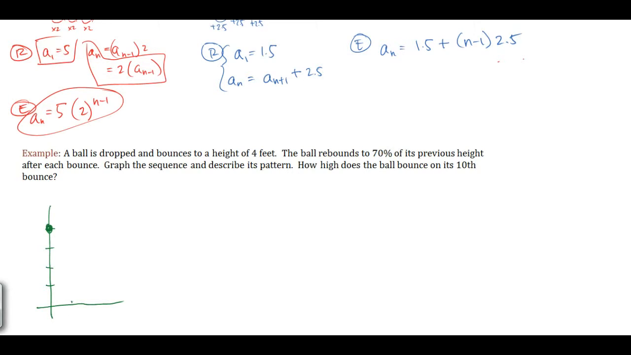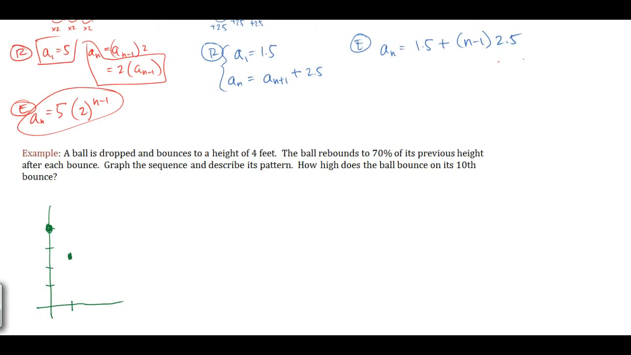And then it bounces one time and it'll go 70% of that. So it comes down, it bounces, and it goes back up. And where does it go? Well, 70% of 4, 7 times 4 is 28. So I'm going to say 2.8 feet. So that's about right here.